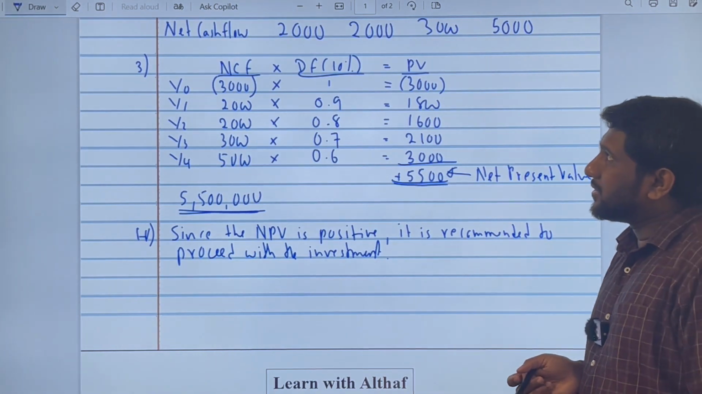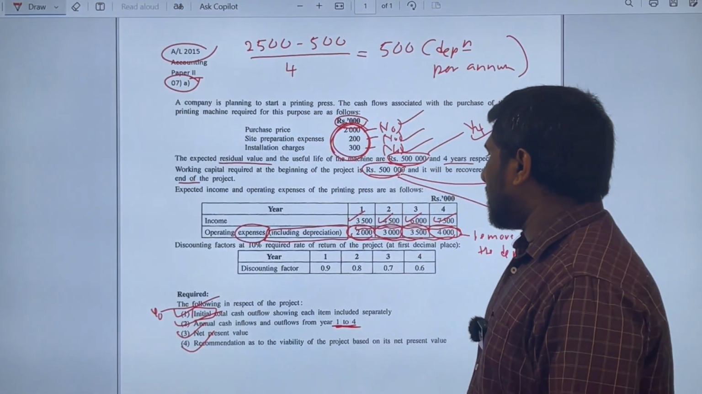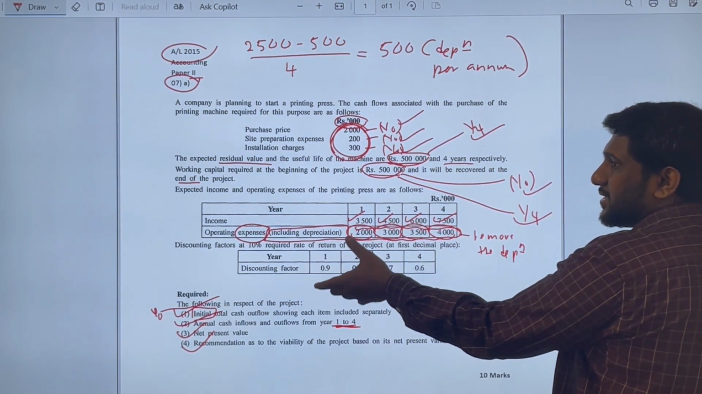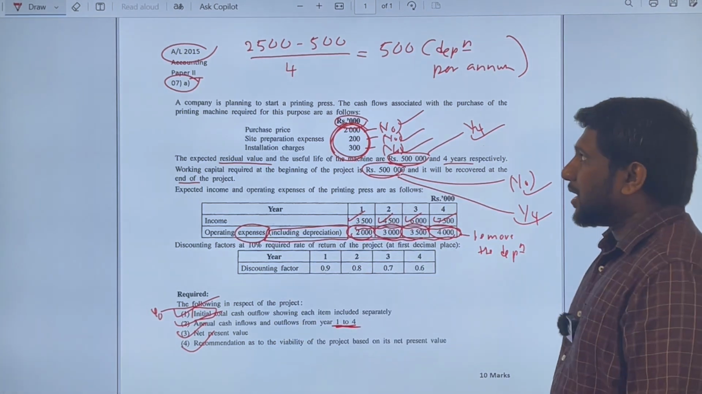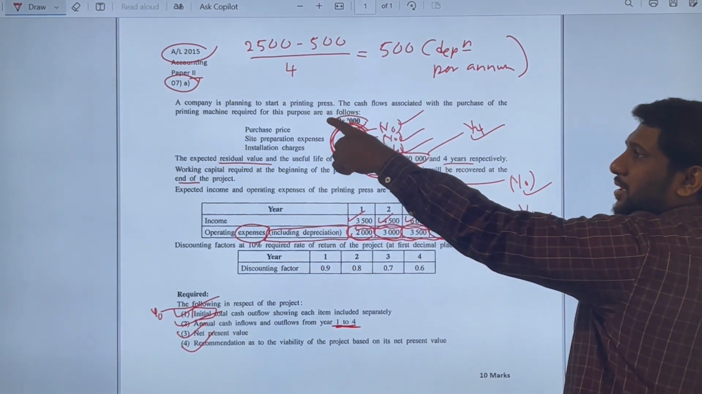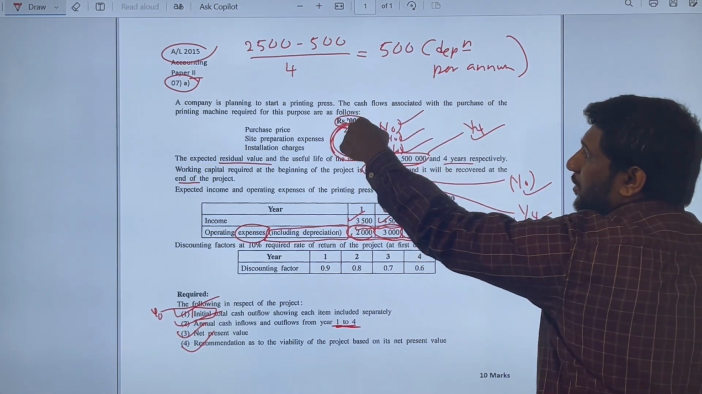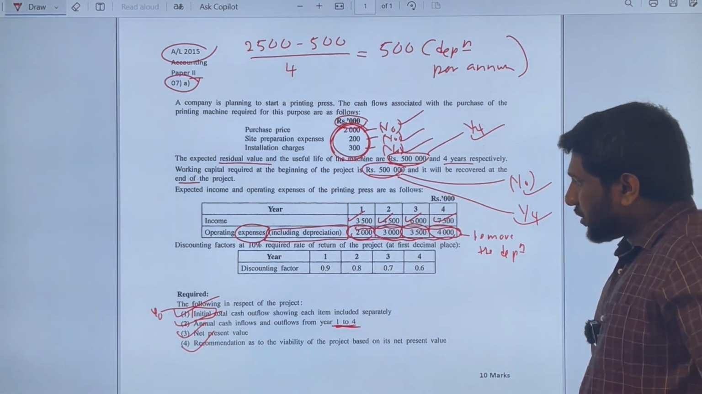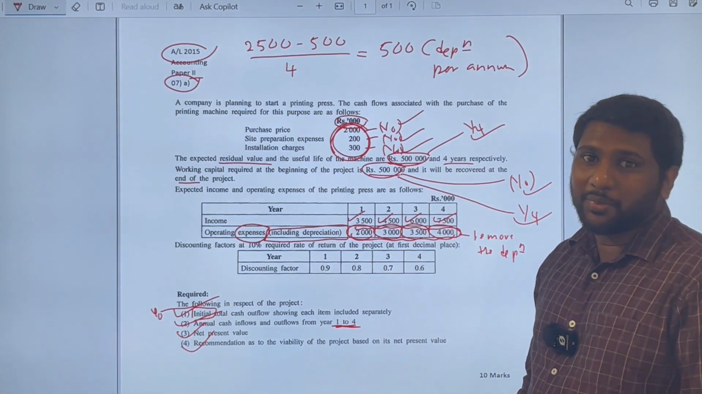So a simple question. If you ask me what is the tricky part, it is this one: inside these values, depreciation is included. So you have to remove the depreciation and only then do the calculation. And when you are calculating the depreciation per annum, you have to take all three additions. So a very simple question. Easily you can get these 10 marks if you have studied properly.